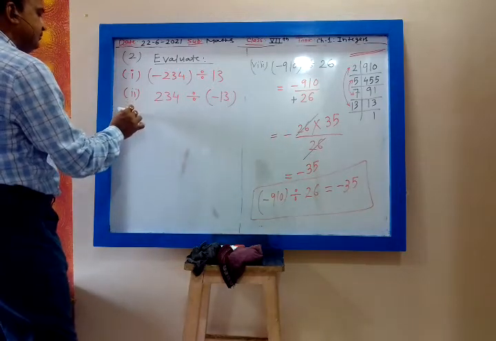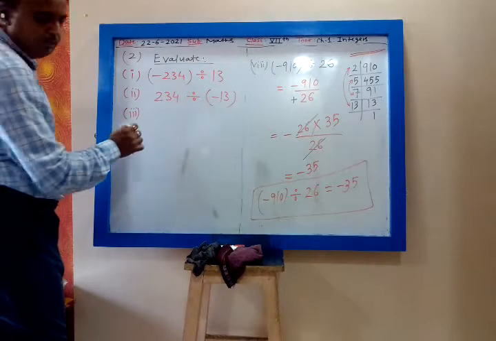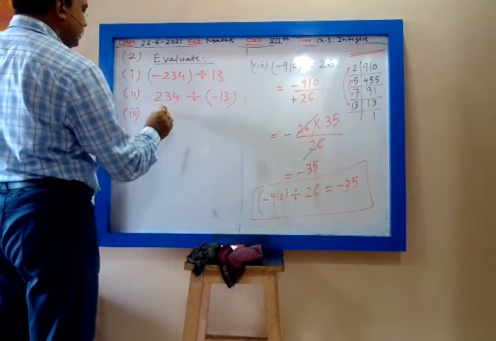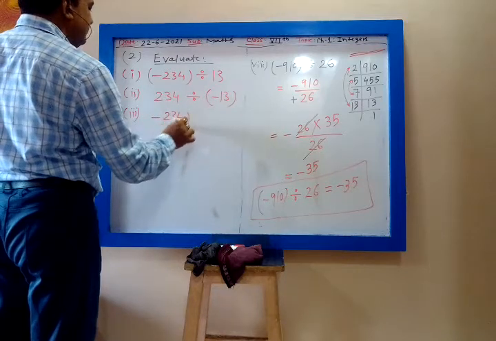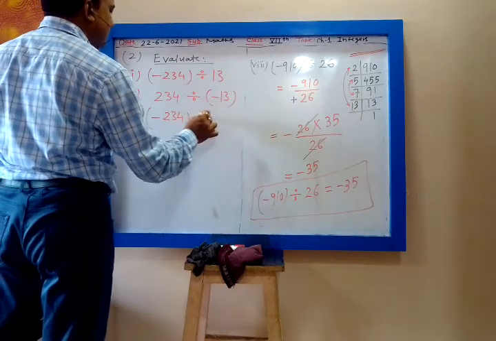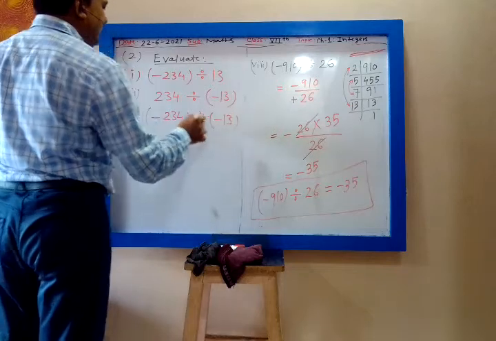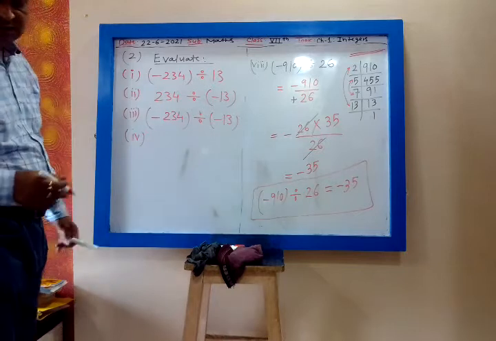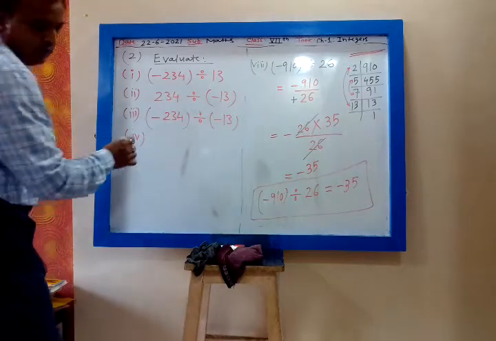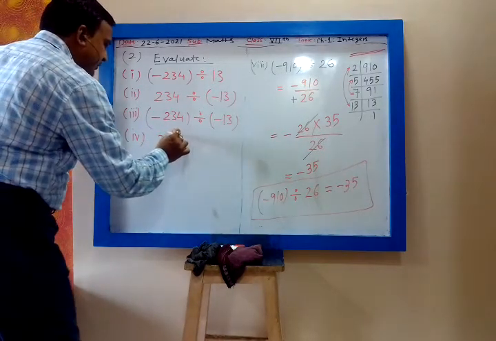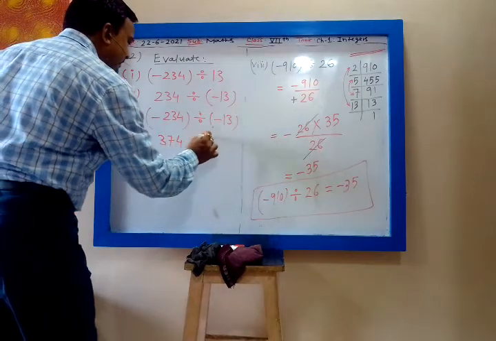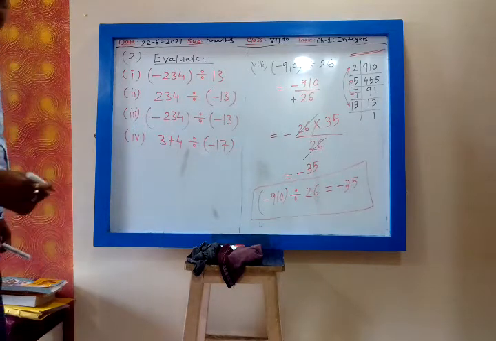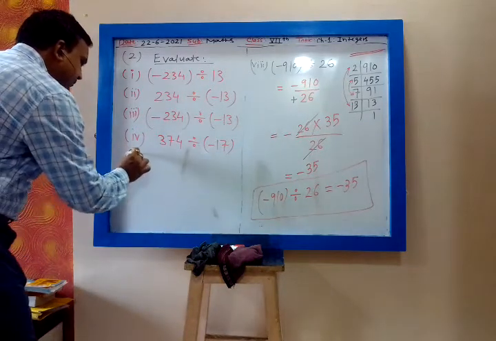Then third is minus 234 divided by minus 13. A minus will get cancelled, the answer will be plus. Then 374 divided by minus 17. Then the fifth one, minus 3.